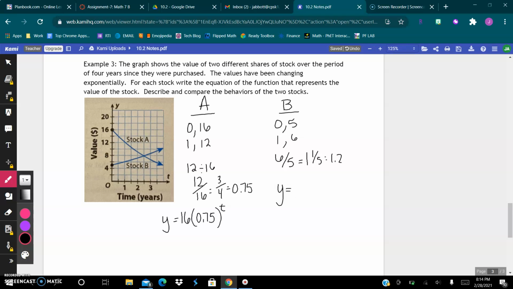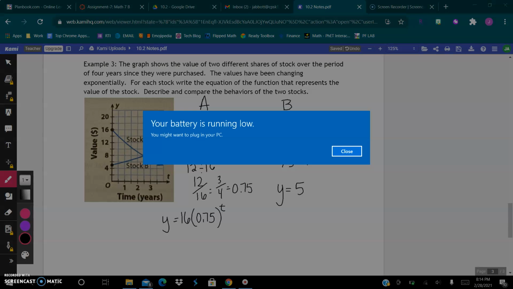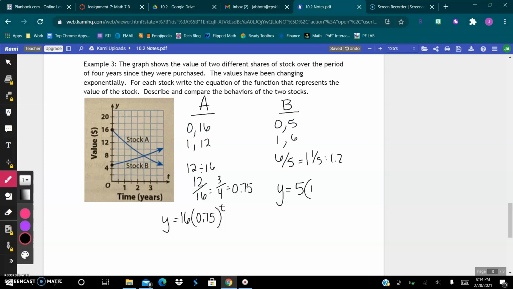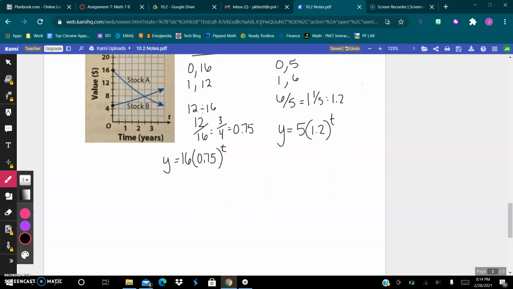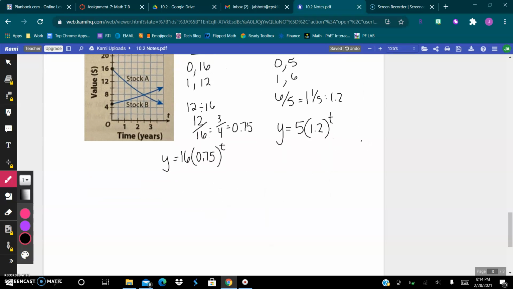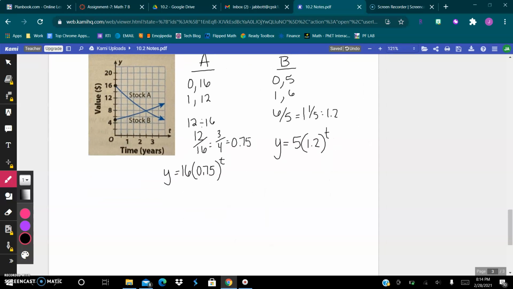So our equation, our starting value was 5. We're increasing, so 1.2. And then T is the number of years if you want to see what it's going to be at in 10 years or 20 years or whatever you want to plug in there. And then it says describe and compare the behaviors of the 2 stocks. So A is definitely a decay. B is a growth.